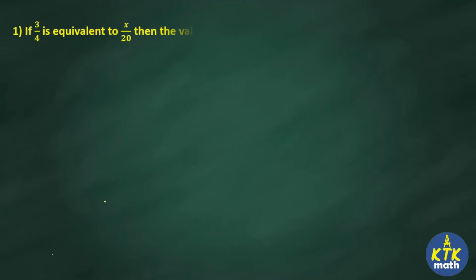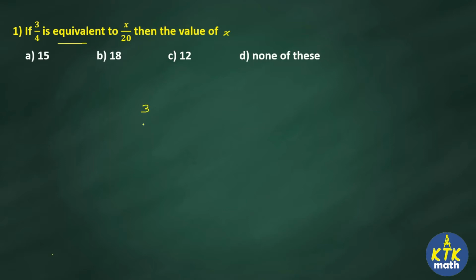First question: if 3 by 4 is equivalent to x by 20, then find the value of x. Your options are given like this. They mentioned equivalent, so we write 3 by 4 is equal to x by 20. Both these fractions are equal. First you should check where they gave both the values. Denominator: here denominator 4 becomes 20.